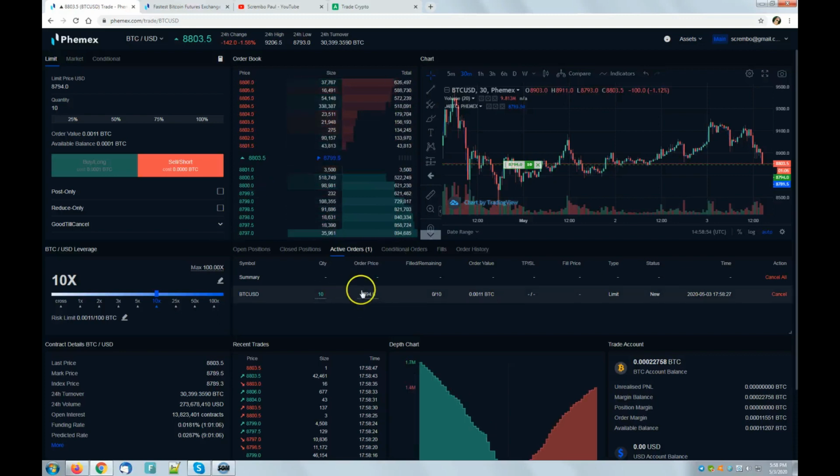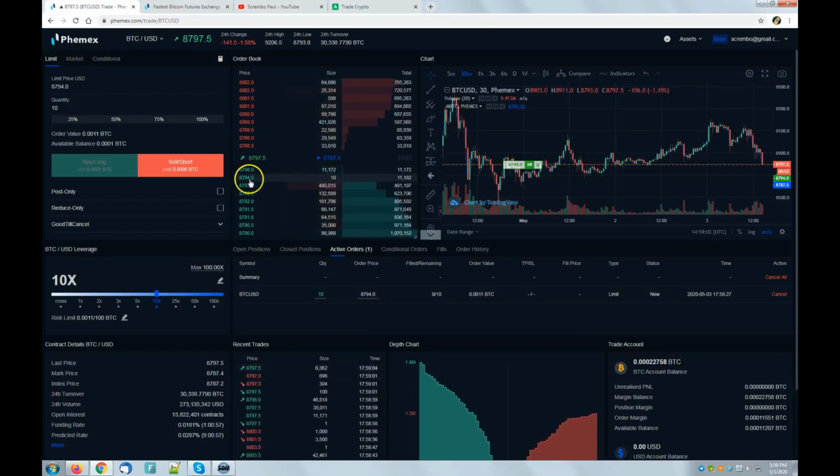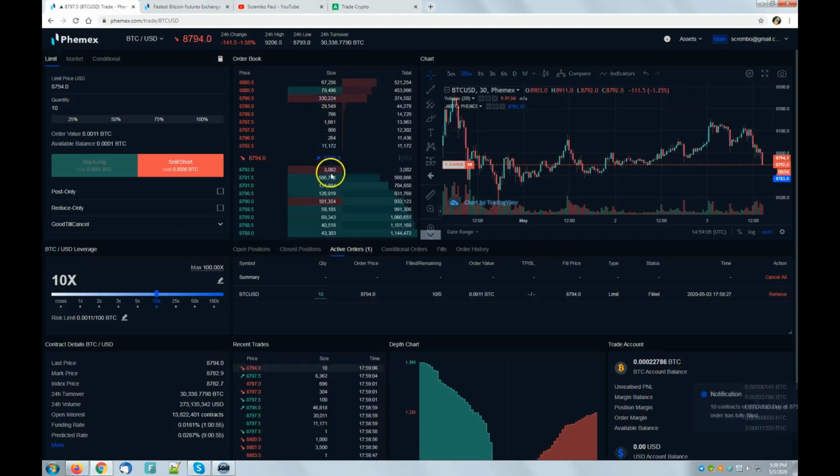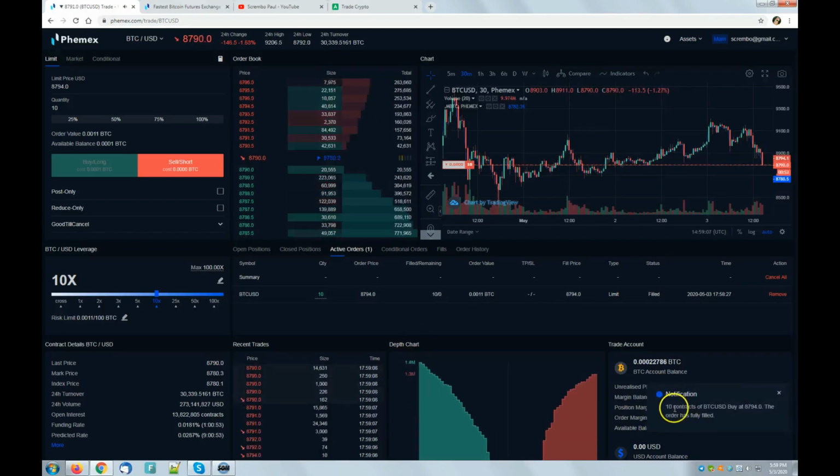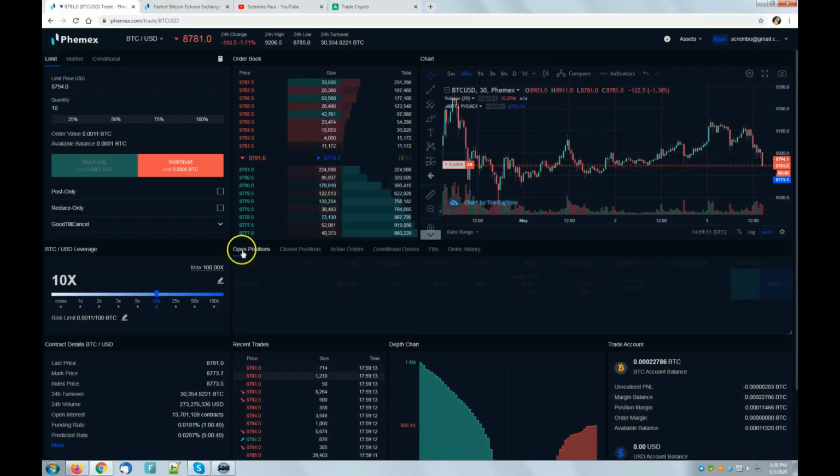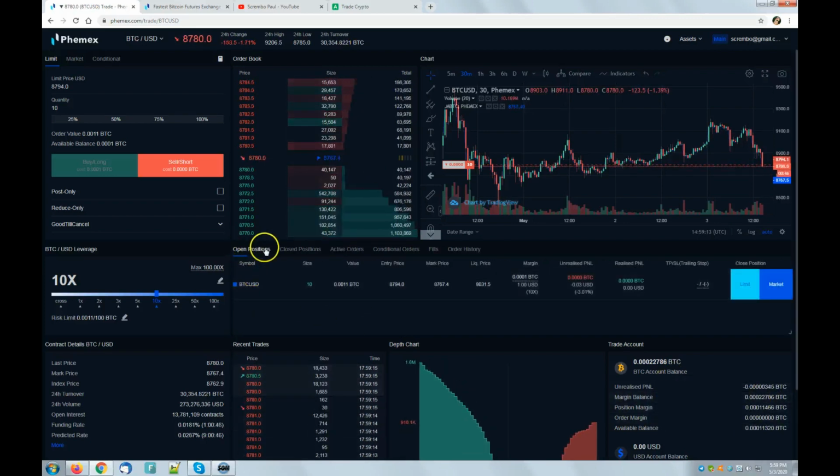Now, if we want to change the price here and move faster, but we've got our order here, and I think it's going to get filled. Look, the price is getting close. Yeah, notification, 10 contracts. The order has been filled. Beautiful. So it's going to appear at the open positions, just like you see right here.